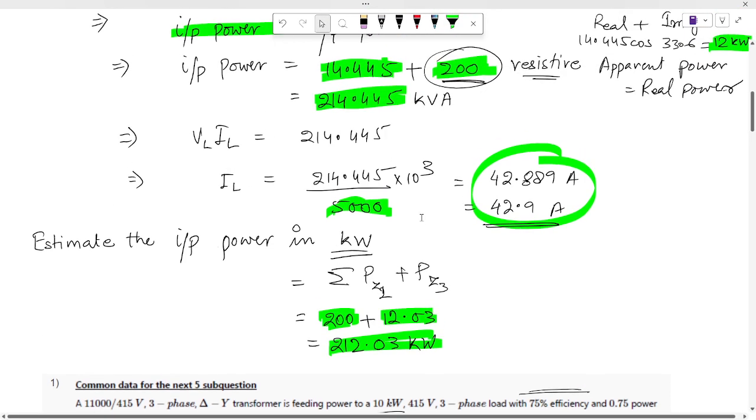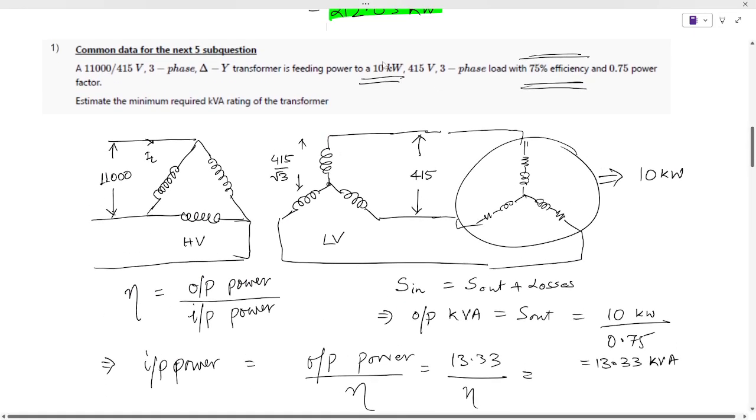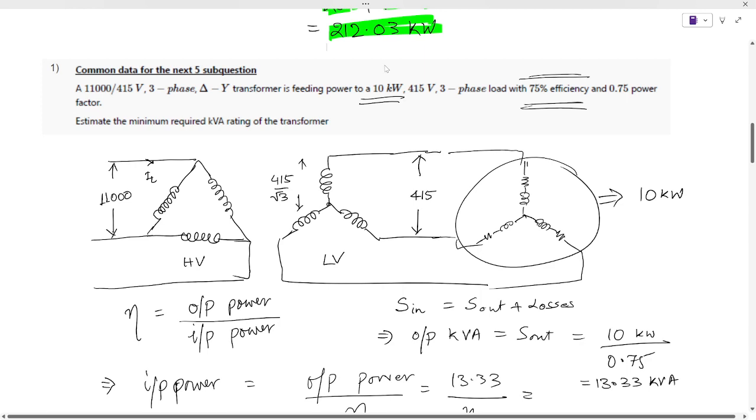Okay, now the next question. We have a three phase transformer, 11 kV by 415 volt, delta star, feeding a 10 kilowatt load. The load is at 415 volt, three phase, with an efficiency of 75% and 0.75 power factor. We need to estimate the minimum kVA rating of the transformer.